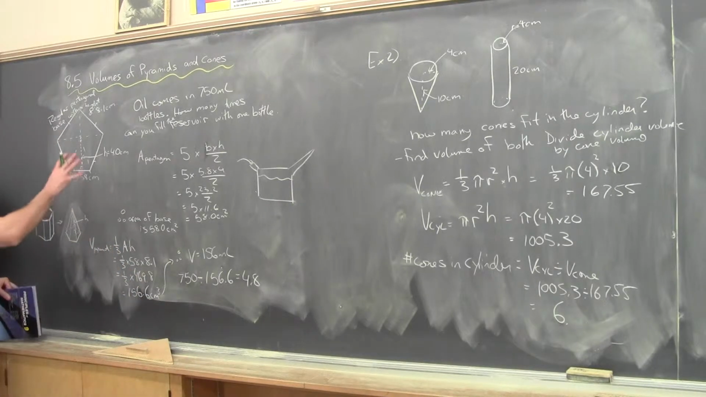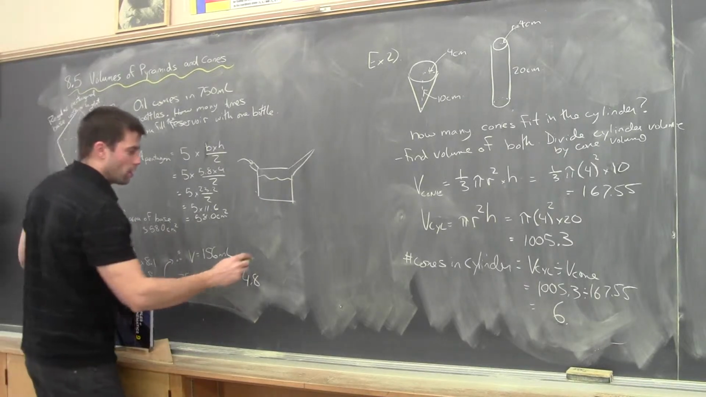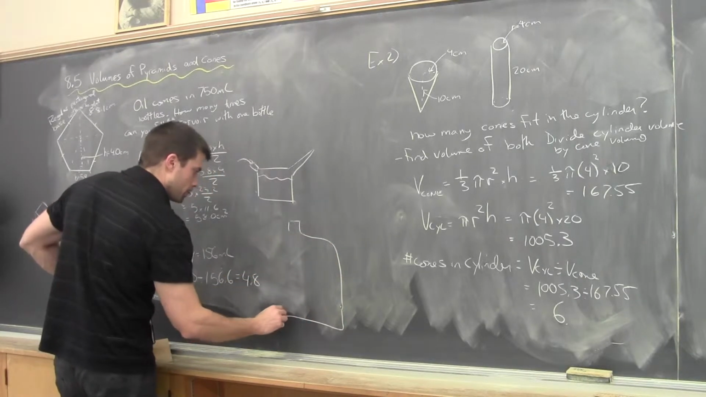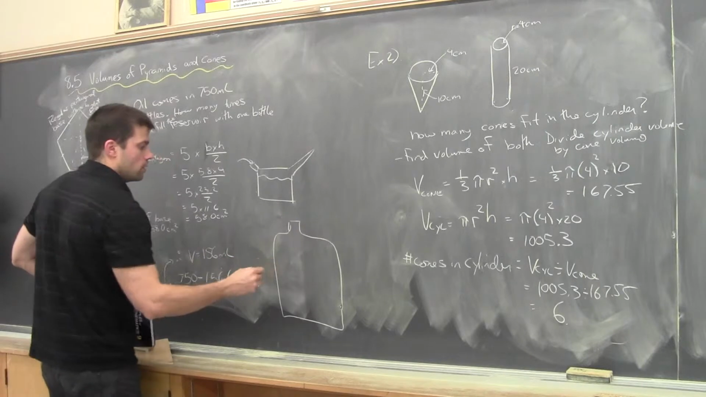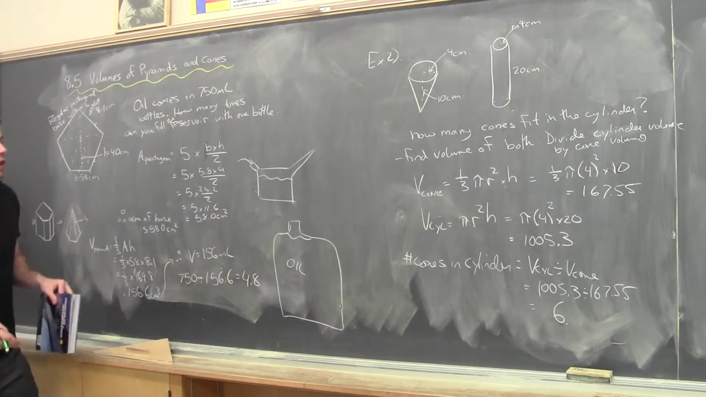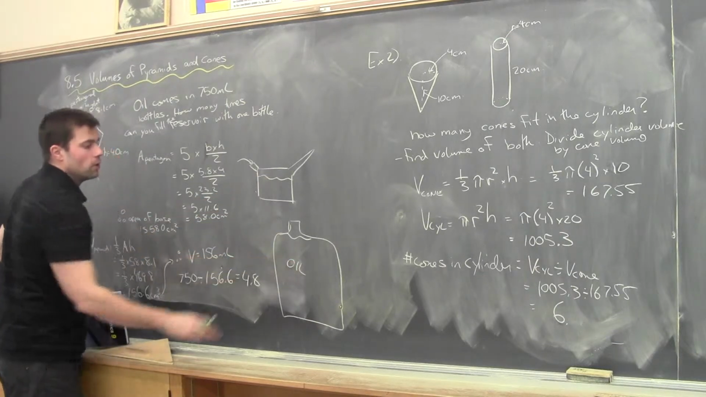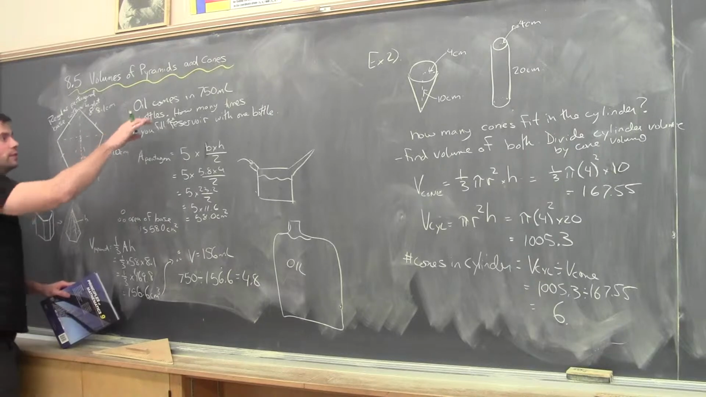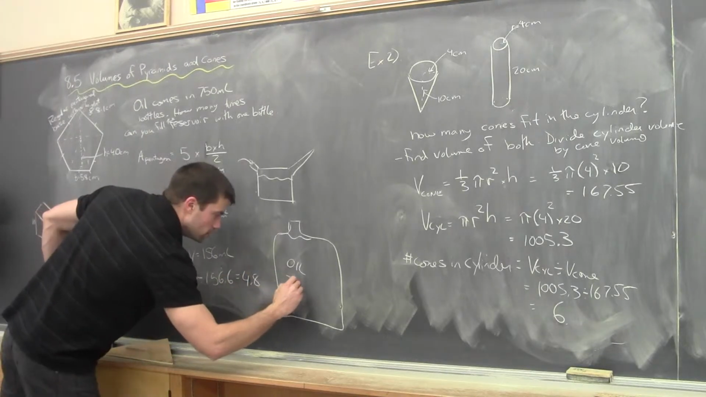And the oil actually comes in big bottles. So there's a bottle, let's say like this, of oil. The question wants to know how many lamps we can fill up with one bottle of oil. And it tells us the oil comes in 750 milliliter bottles.